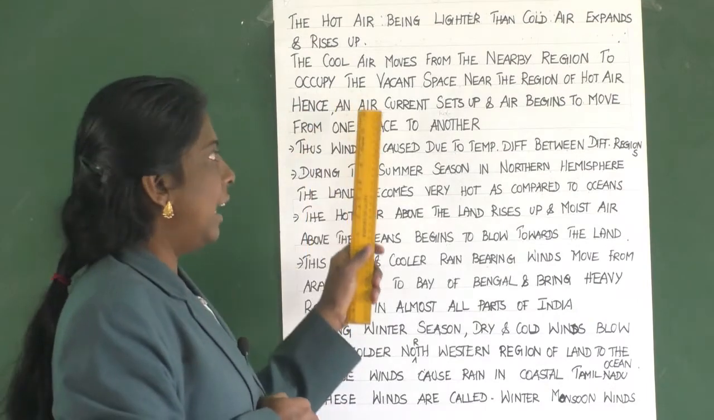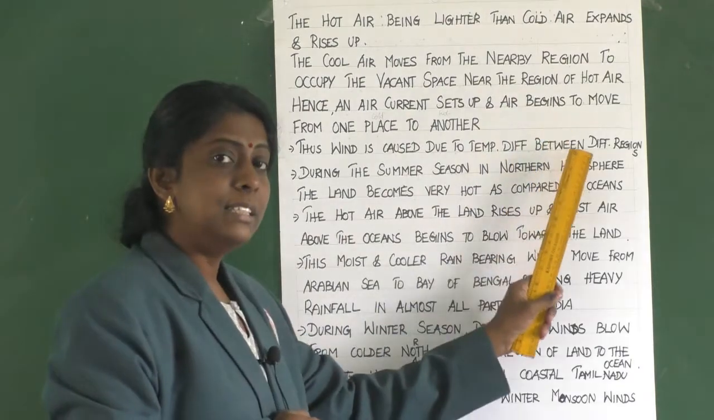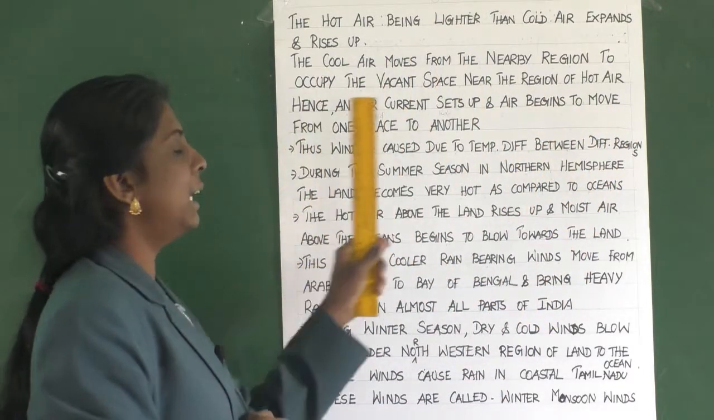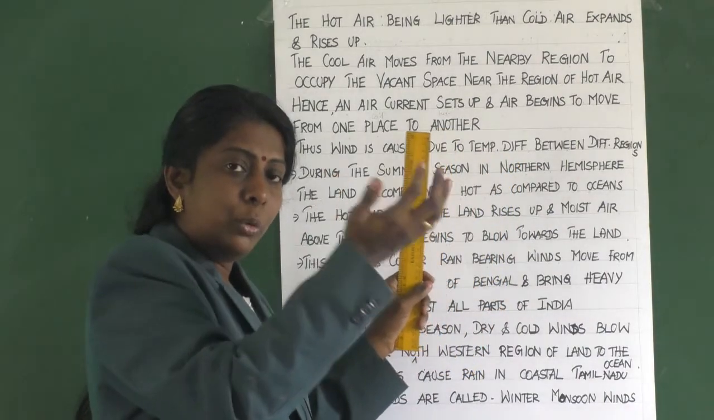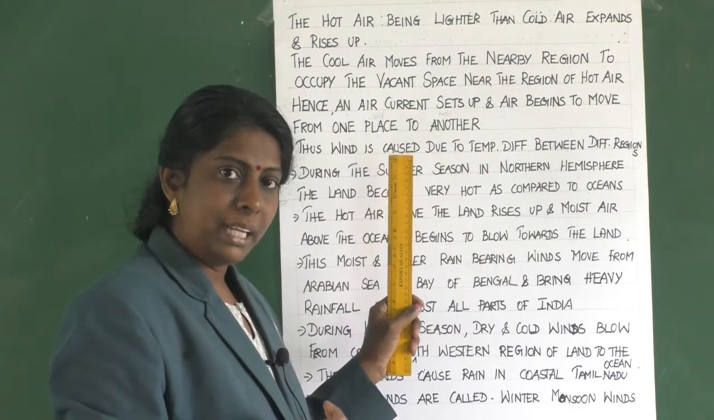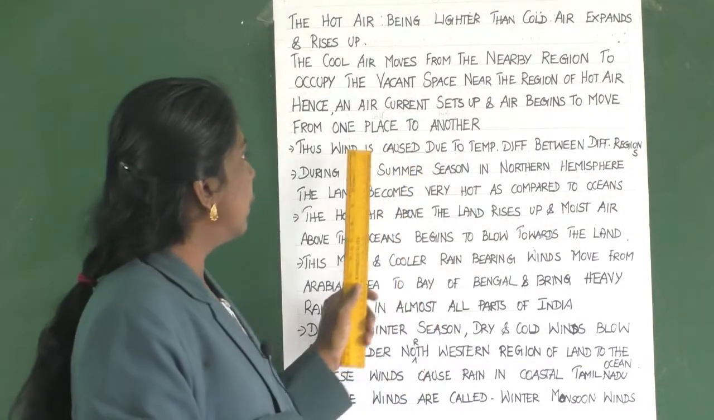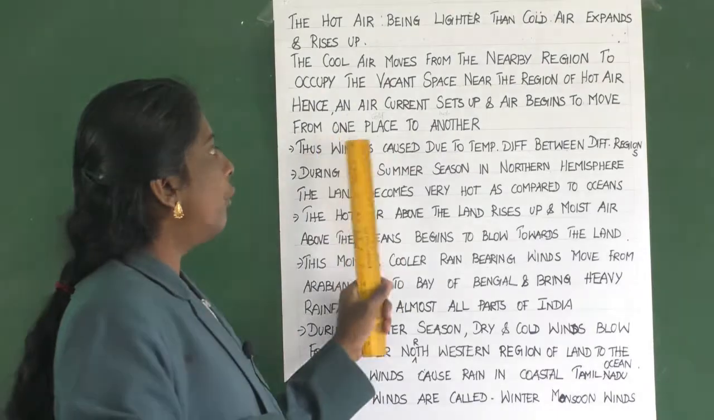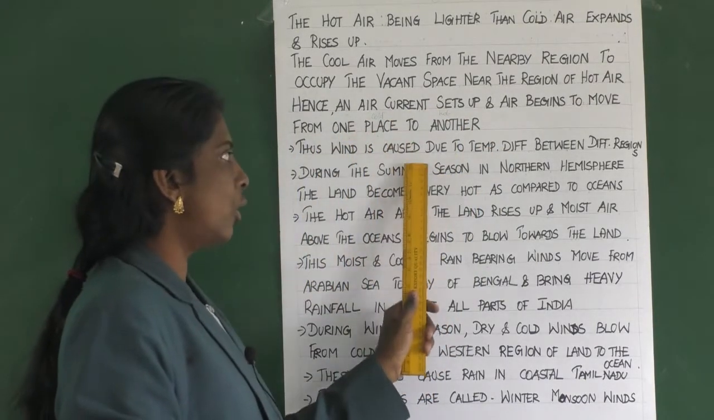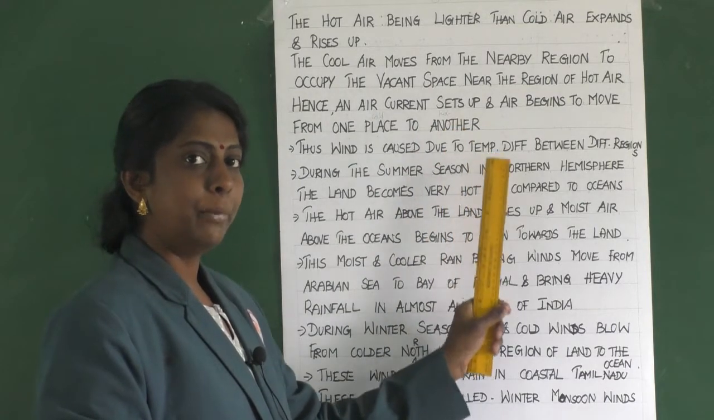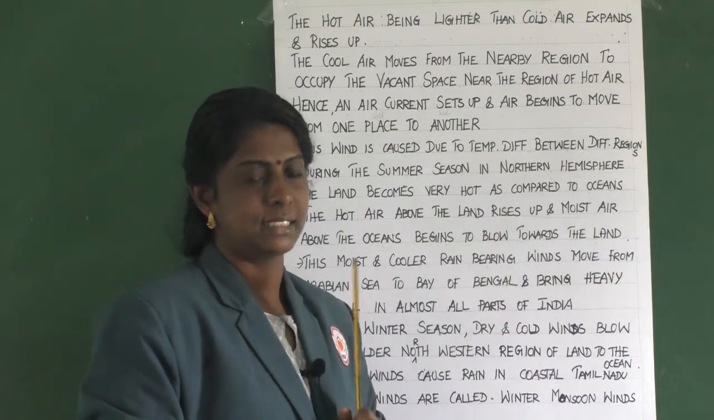Hence, an air current sets up and air begins to move from one place to another. That is why hot air rises up, and cool air moves in and occupies the place of hot air. So here it is moving from one place to another. Clear? Thus, wind is caused due to temperature difference between different regions.